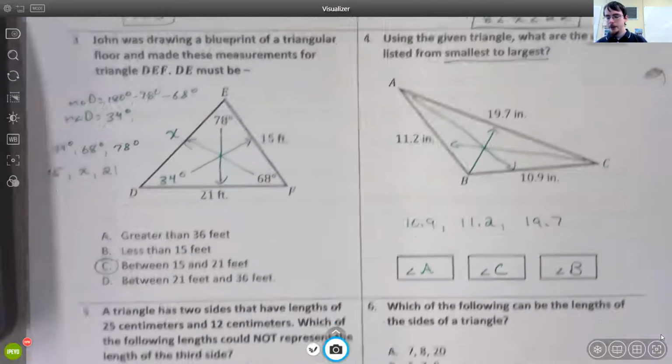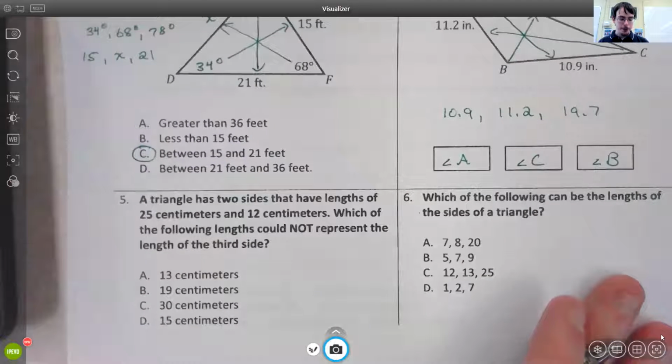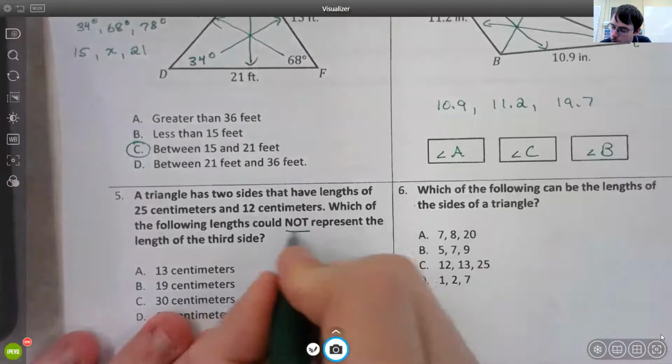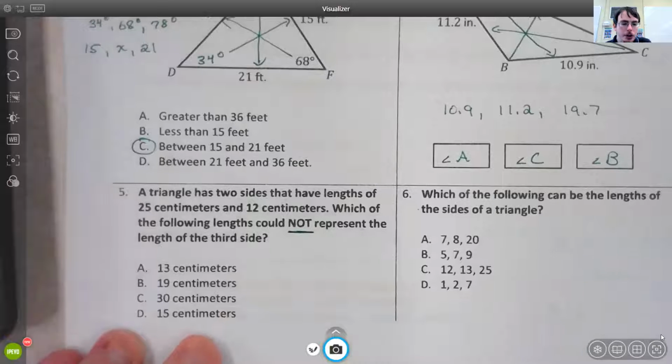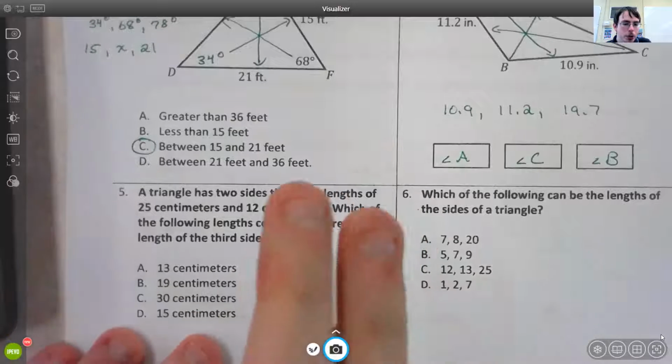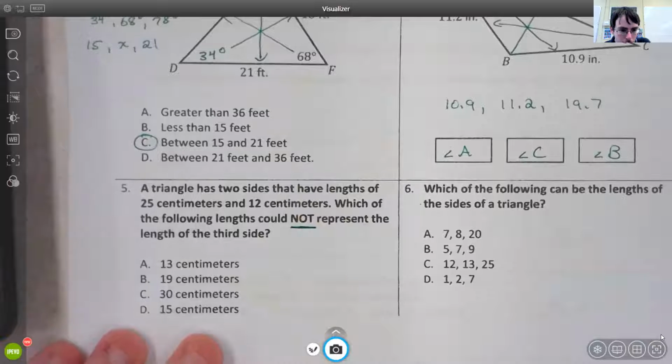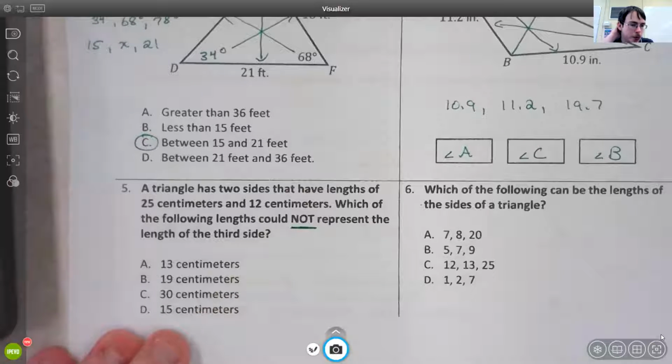Number 5, excuse me. A triangle has 2 sides that have lengths of 25 centimeters and 12 centimeters. Which of the following lengths could not represent the length of the third side? So we're looking for one that would not make a triangle. Let's do our range, okay? There are 2 ways you can do this. I'm just going to do the range, but you could just test each one of these and see if they would work with the 25 and 12, okay?